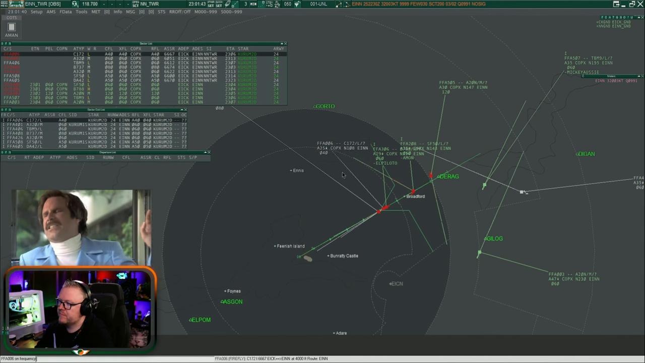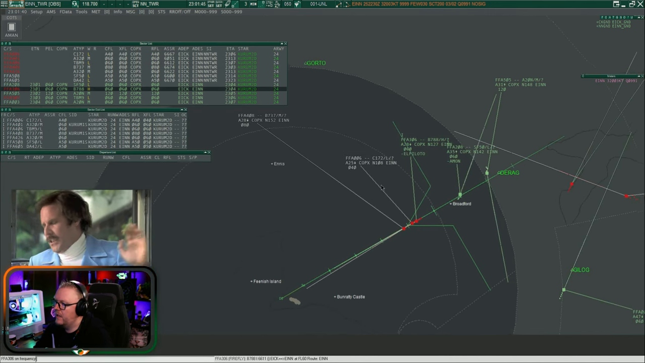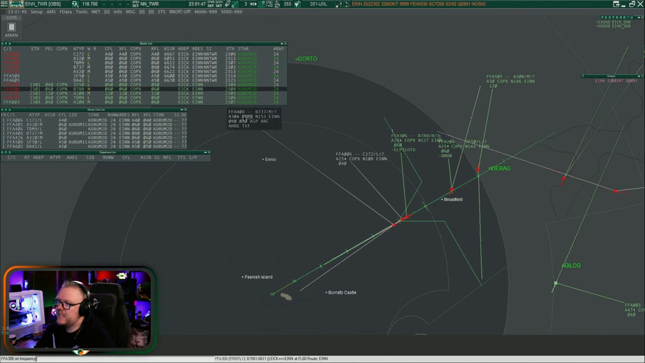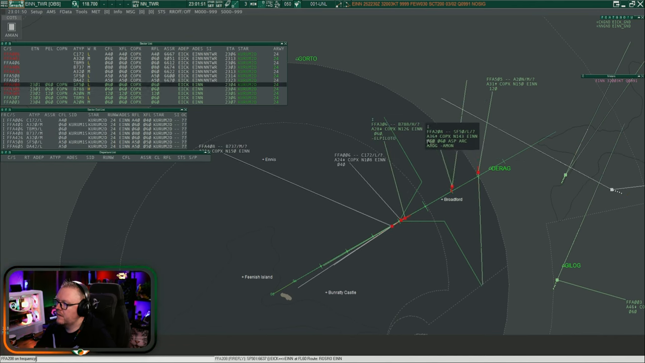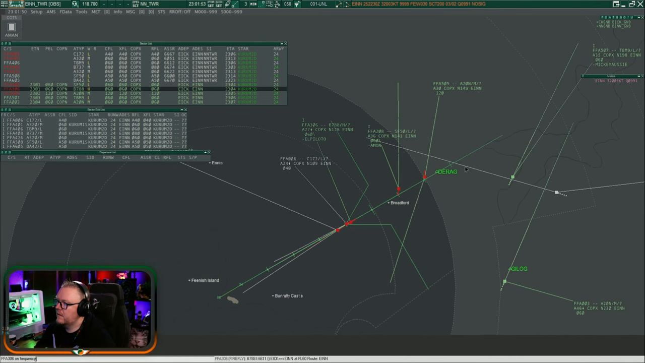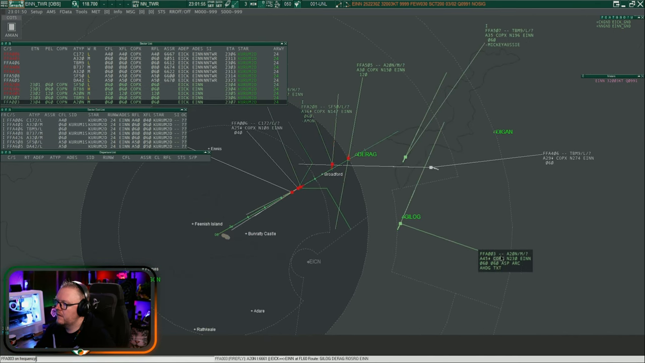I'm in a glass case of emotion! Yeah, this is getting all sorts of crazy now. So, 408 is going around. Shannon Tower, Firefly 003, over Gillock, approaching.